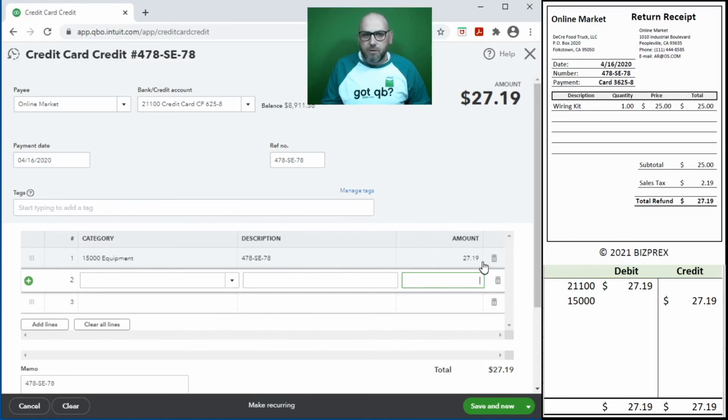Okay. So what's happening, right? This amount right here is a credit to account 51,000. Equipment will be reduced, right? When an asset is credited, it is reduced. All right. What happens when we return that wiring kit? Well, the online market will refund our credit card, right? And therefore our balance on the credit card, the liability, will be reduced, and liabilities are reduced when debited. Therefore, this amount right here is the debit to account 21,100. Okay, so let's go ahead and book it.